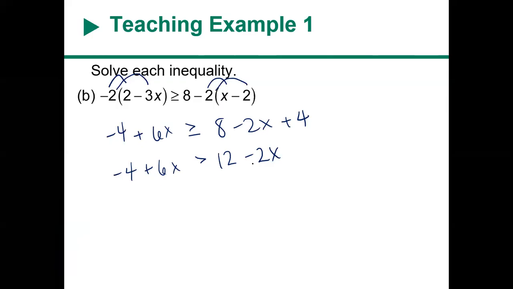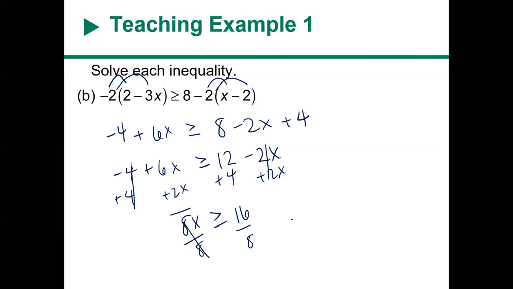Our job again is to keep isolating the variable. Well, to get the variable isolated, using what, 8x is greater than 16. And divide by 8. And I'm left with x is greater than or equal to 2. How do we feel?